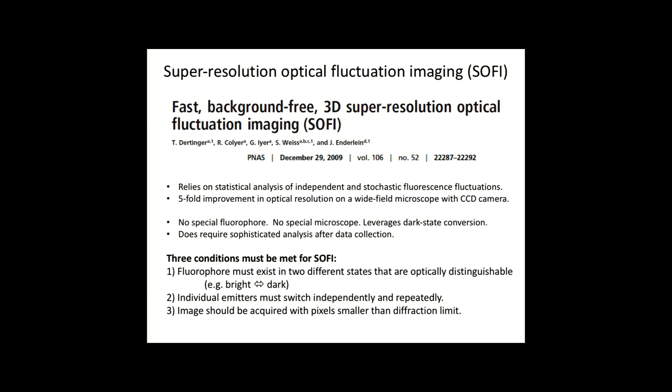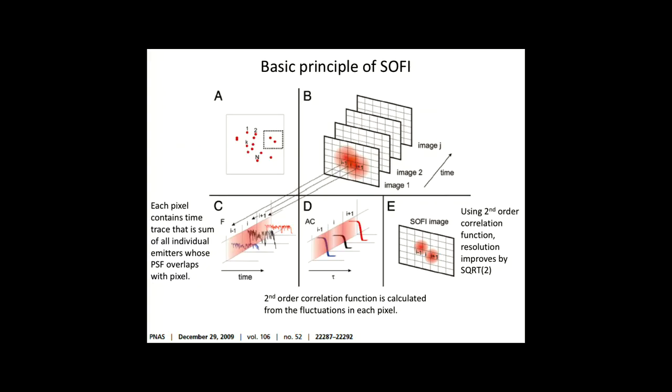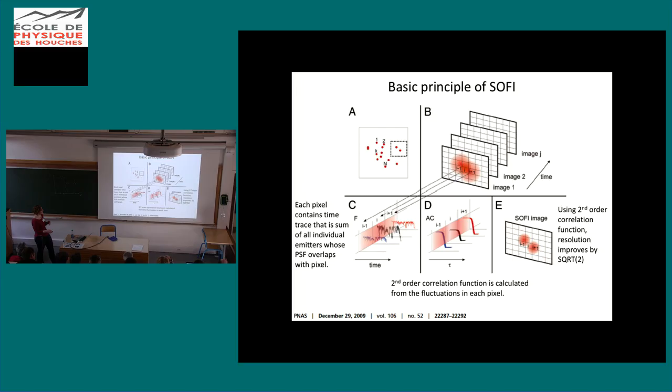Three conditions have to be met. The fluorophore needs to exist in 2 different states that are optically distinguishable. Individual emitters need to switch independently. And then images should be acquired with pixels that are smaller than the diffraction limit. So this is an example of the SOFI pipeline here.